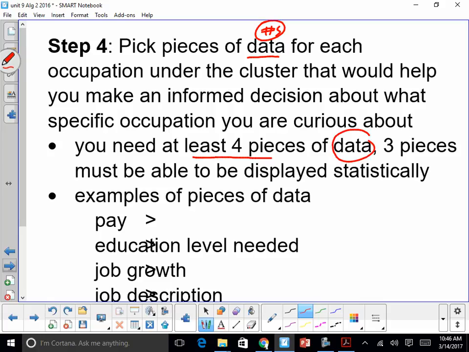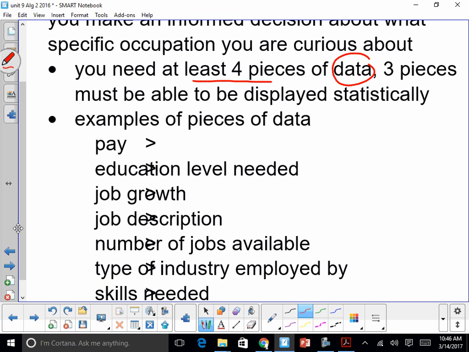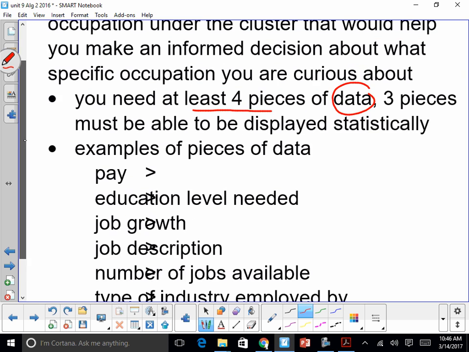And then they give some examples at the bottom. The pay, the job growth, job description, all those things are there. But what I'm going to show you is what I found when I actually went to the site. So what are they highlighting? Data needs to be numbers. At least 4 pieces need to be data.